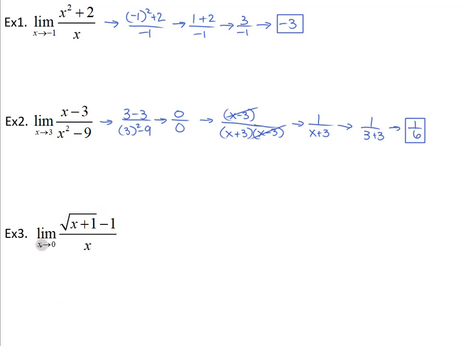Now note again, this is a two-sided limit as x approaches 0, and we're going to start by substituting in. Well, if I do, I can already tell the bottom is 0, so that's not good. And the square root of 1 would give me 1, and so 1 minus 1 over 0 is 0 over 0. We approach 0 over 0 again. Okay, well, this time I can't factor, right? But what we can do is use conjugates.